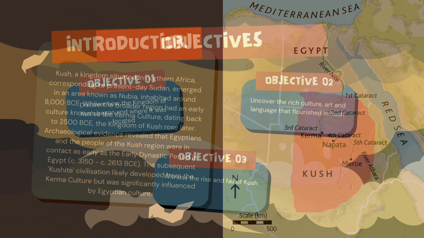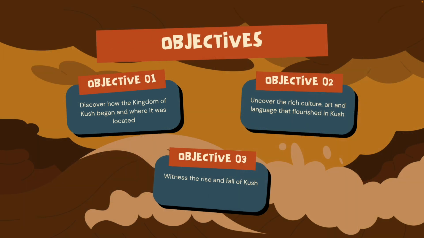Our objectives. Objective 1 is we're going to discover how the Kingdom of Kush began and where it was located. I've already shown you that on the map. Objective 2, we're going to uncover the rich culture, art and language that flourished in Kush. And then we're going to look at the rise and fall of Kush.